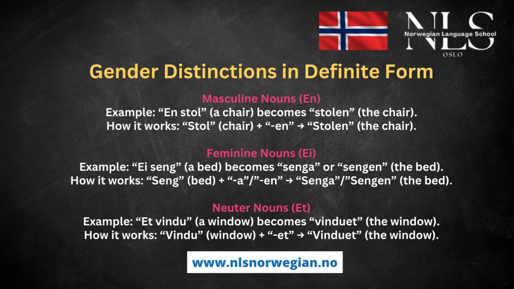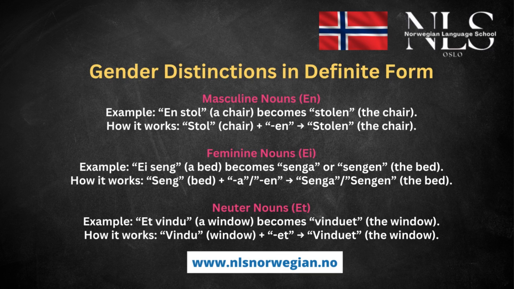Gender distinctions in definite form. The gender distinctions in Norwegian nouns significantly impact not only their indefinite articles en, ei, et, but also the way they transform into their definite forms. This transformation is achieved through a suffix approach, where specific endings are attached to the noun based on its gender. Understanding these distinctions is vital for both grammatical accuracy and conveying the correct meaning in sentences. Here are more detailed breakdowns.